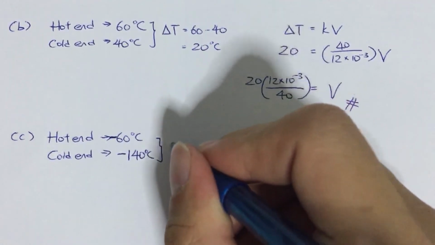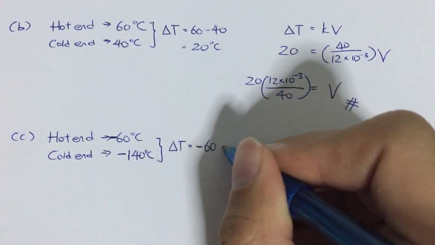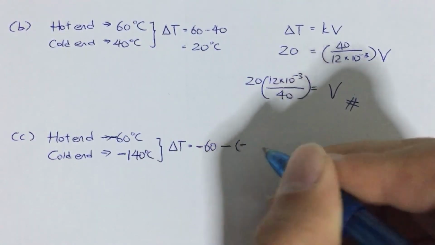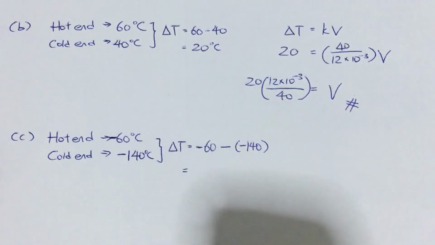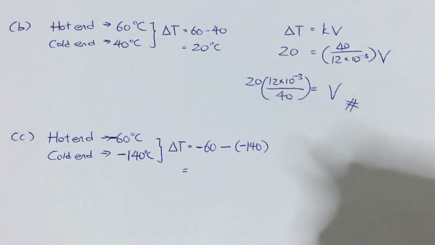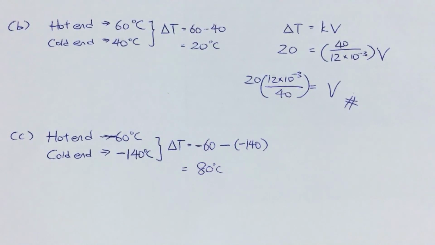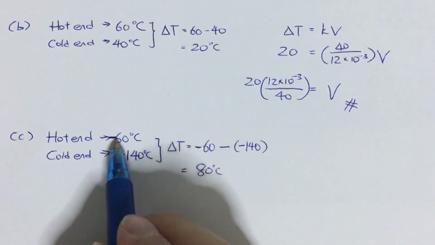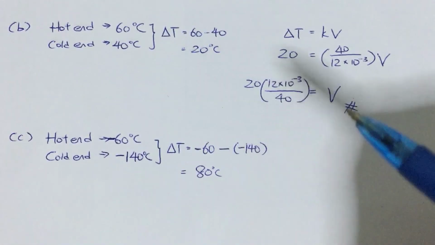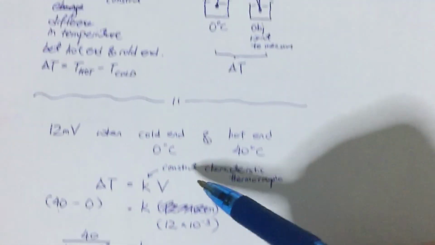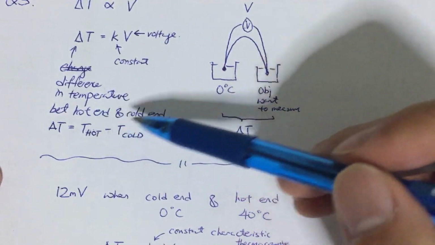It's the same thing. Delta T is my hot end, which is negative 60, minus my cold end, negative 140. If you press the calculator, you will then get 80 degrees. So don't worry even if there is a negative hot end or negative cold end. Just follow the equation that I told you at the very beginning for delta T. Just use temperature hot minus temperature cold.